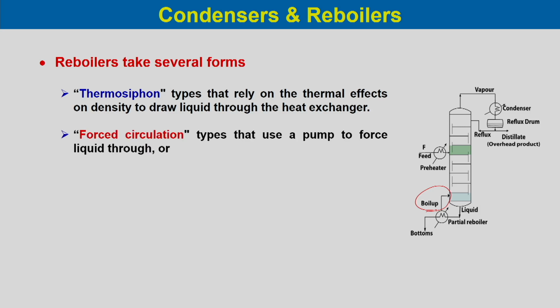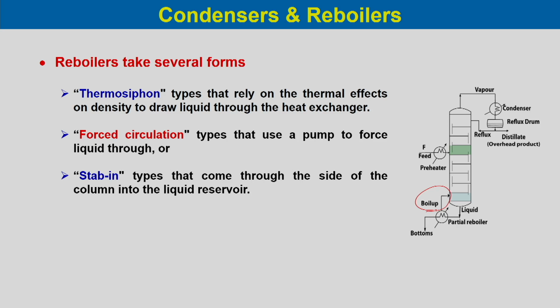Another is called the forced circulation type, which uses a pump to force the liquid through. So, you use a pump over here, take the liquid from the bottom of the column and force it to the reboiler, heat it, and then the vapor will go as boil off, and then you can get the bottom products. Another is called the step-in type, which comes through the side of the column into the liquid reservoir. In most refineries you will have this kind of reboiler, the step-in type.